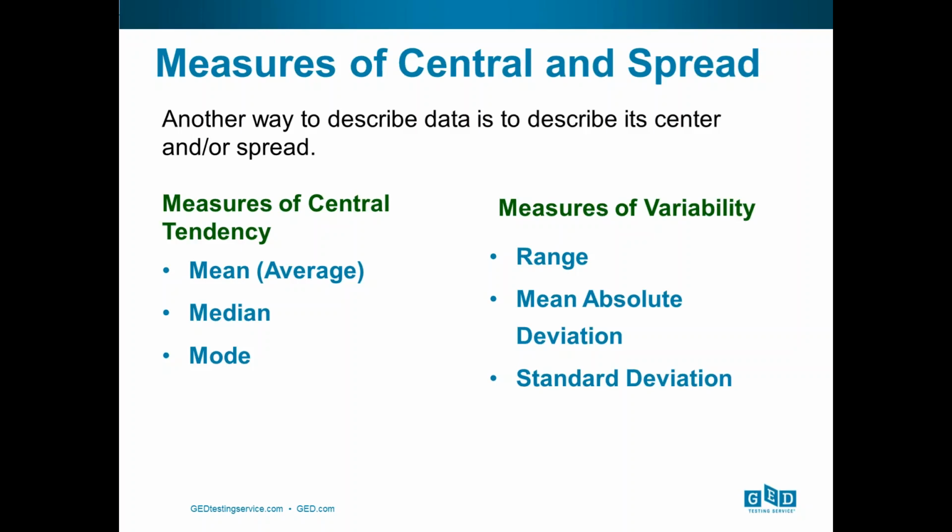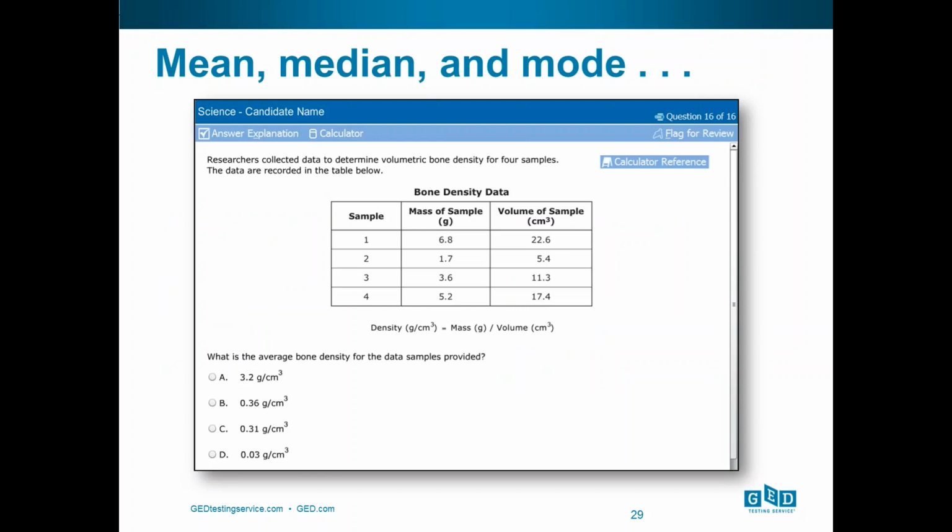But Susan, do we really see this stuff on the GED test? Well, we do. And to just prove that point, we actually have one of the questions that was set up for the item sampler itself. If we take a look at this, they're looking at the average bone density. So average is just another word for?